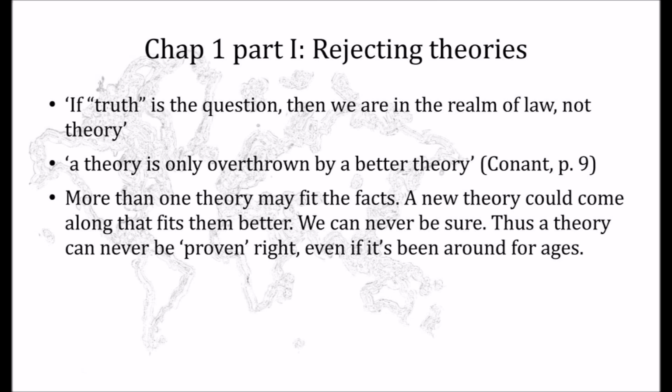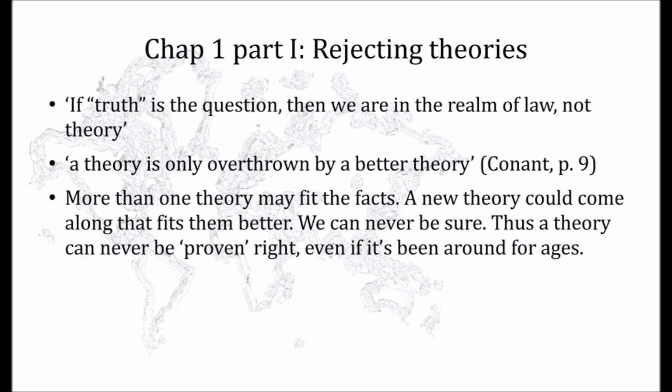Okay, a theory is a little bit harder to reject. It can only be overthrown by a better theory. And when we have a good theory, we can see that other theories may fit the facts quite well as well. So then we could go with multiple different theories. That's quite a problem. And there could always be a theory that could come along that would fit the facts better than the one we have today. And at that point, we should reject today's theory and adopt the new one. We can never be sure. A theory can never be proven right, even if it's been around for ages. It can, however, be overthrown by a better theory.